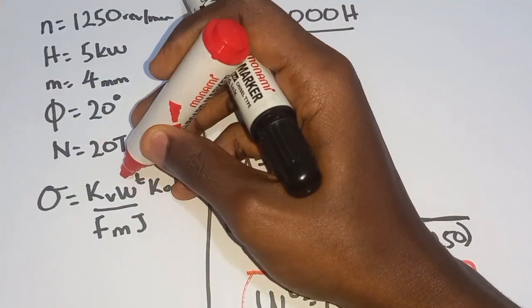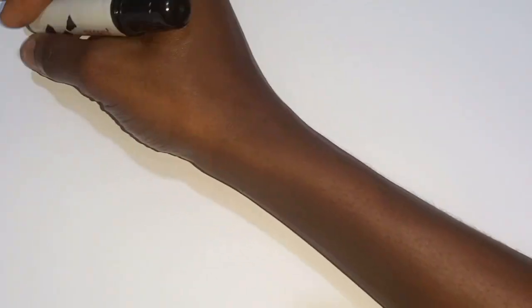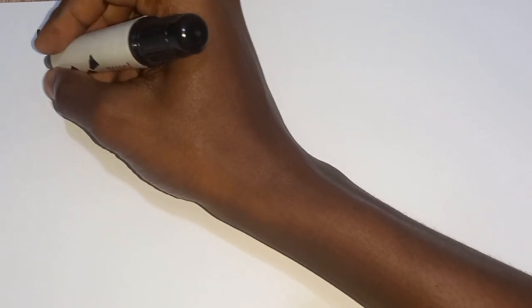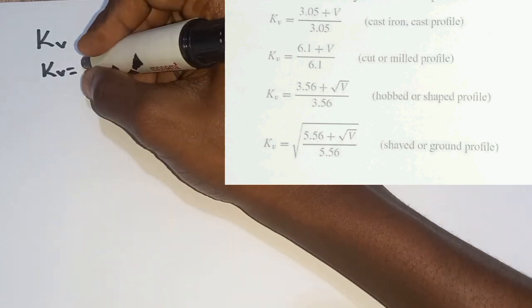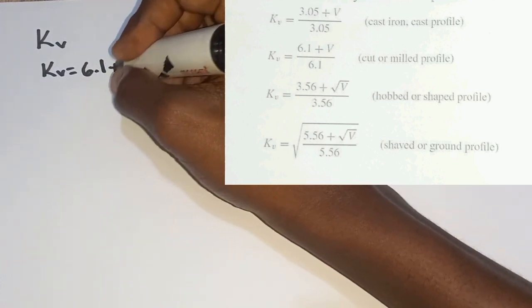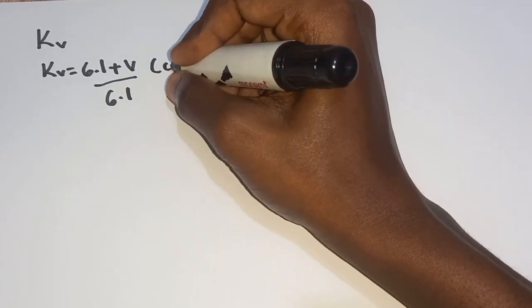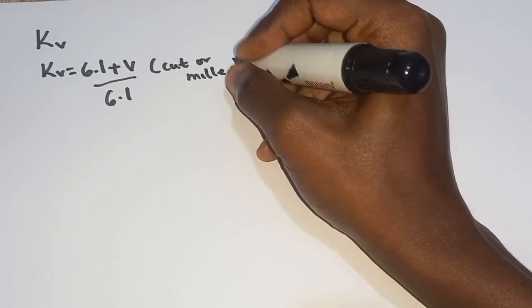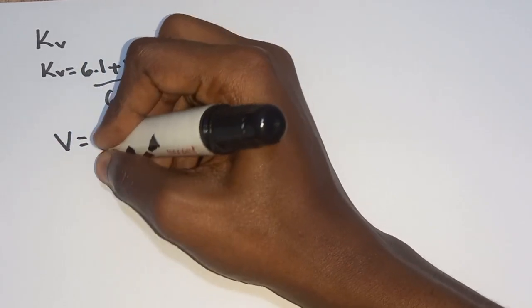Let me use the red ink. So we're now solving for the factors. So let's go first with the velocity factor. It's a factor. Always know that with factors there are no units. So the kV, because it's produced by milling, when we read from the chart, you can see that it's 6.1 plus V all divided by 6.1. This is for cut or milled profile.